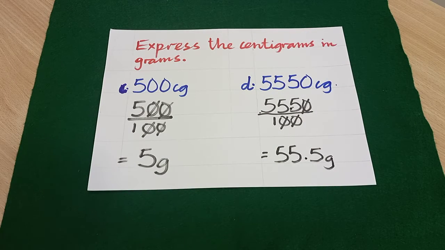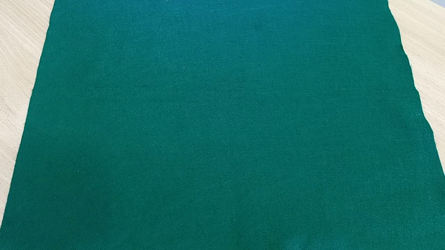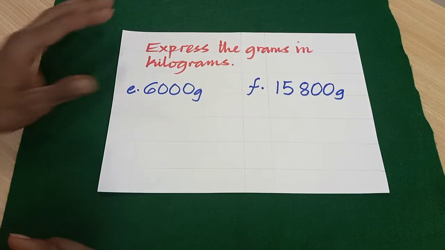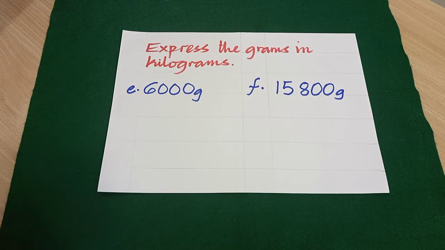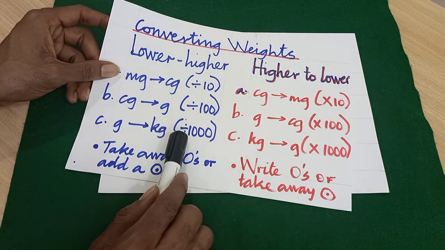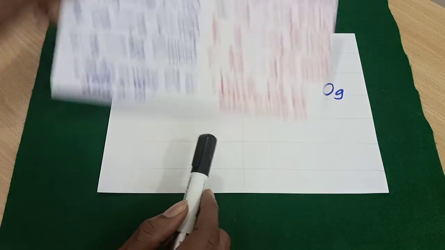Okay, now let's move on. We are going to convert from grams to kilograms. Okay, now we start with 6,000 grams. Now, what do we do when we convert from grams to kilograms? Grams to kilograms means what? We divide by 1,000 or we take away 3 zeros.